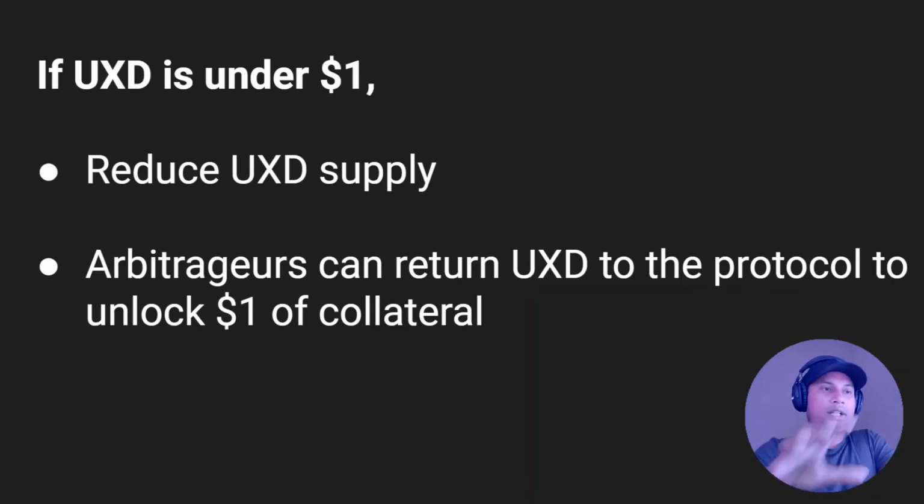But just to understand, you need to return the UXD in order to unlock $1 worth of the collateral. That's why the ratio is always one, right? So if the value of the peg is under $1, you need to redeem UXD for $1 worth of BTC, ETH, or Sol. Okay, and basically how it works is it reduces the UXD supply, because once you return the UXD, you're reducing the supply. Once you reduce the supply, the value of the UXD stablecoin itself goes up. Why? Because you're reducing the supply.